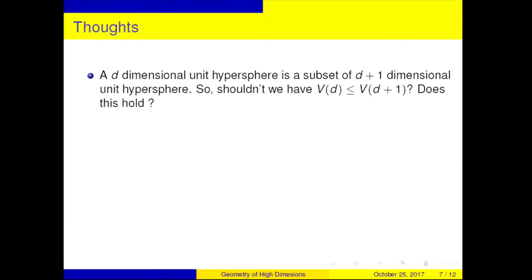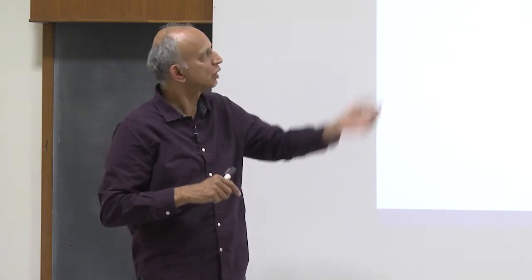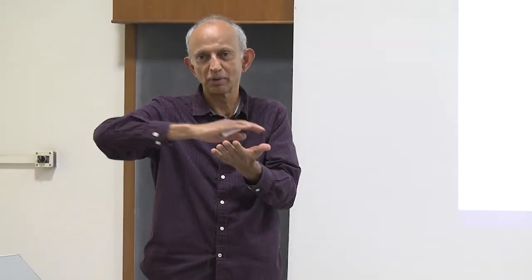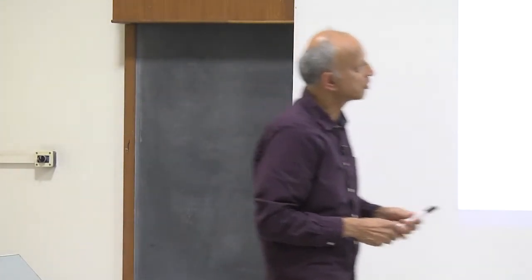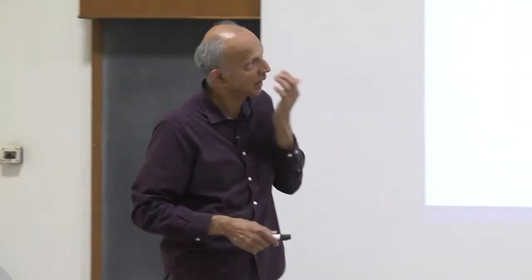The first worry or question is the following. A d-dimensional unit sphere is just, if I take a d plus 1 dimensional sphere, cut it in the middle, I get a d-dimensional sphere. So a d-dimensional sphere is a subset of the d plus 1 dimensional sphere. It's just the equatorial plane if you want. So that would seem to say that the volumes should be in that order, right? We know that's not true, even in 3 dimensions.